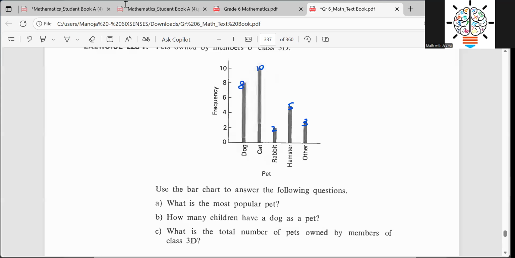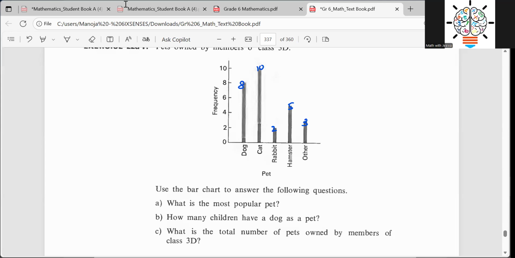It is 10. Then how many children have a dog as a pet? So you look at that. When you come across this kind of question, children, it is better to write down the numbers as I have written on top of the bars. It's easier for you. You can take your pencil and just count the value and write it. You can see the dog, it is up to 8.